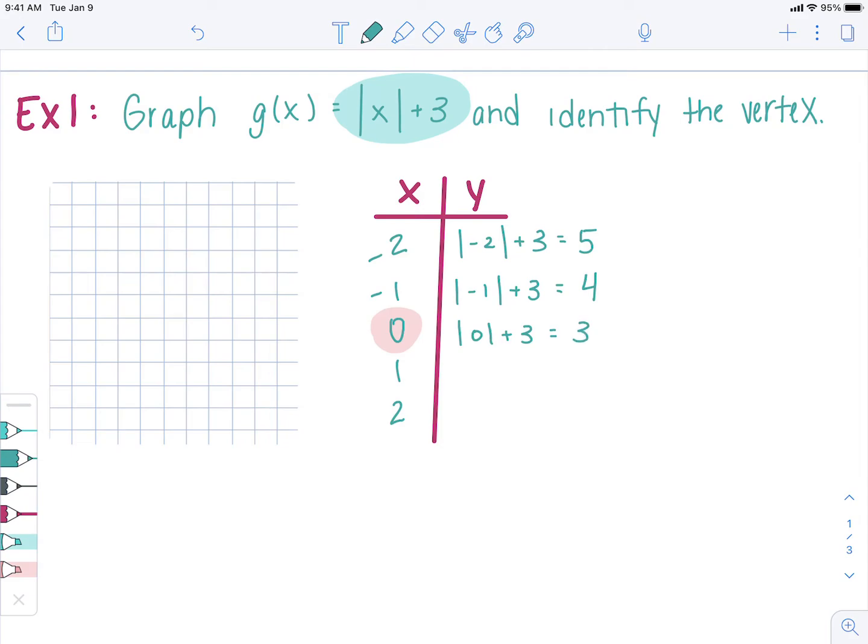Now, if I correctly picked my vertex, I should get 4 for my next number, because the pattern should repeat itself. Since I got a 4 before, I should get it after too. Let's check. Absolute value of 1 plus 3: 1 plus 3 is 4, yay! And now I should get 5 next because my pattern should complete itself. So the absolute value of 2 plus 3 equals 5. Woohoo!